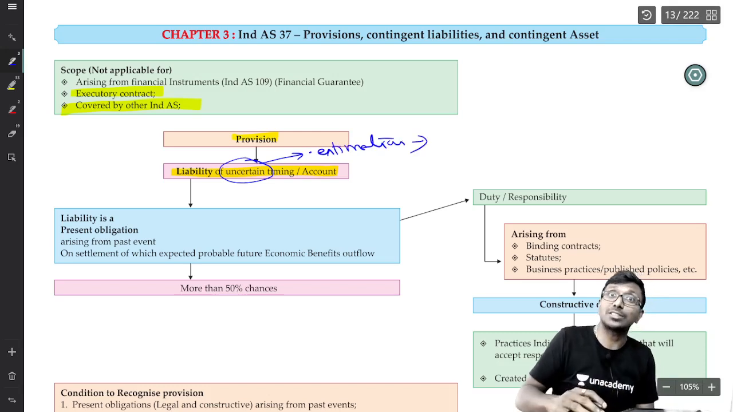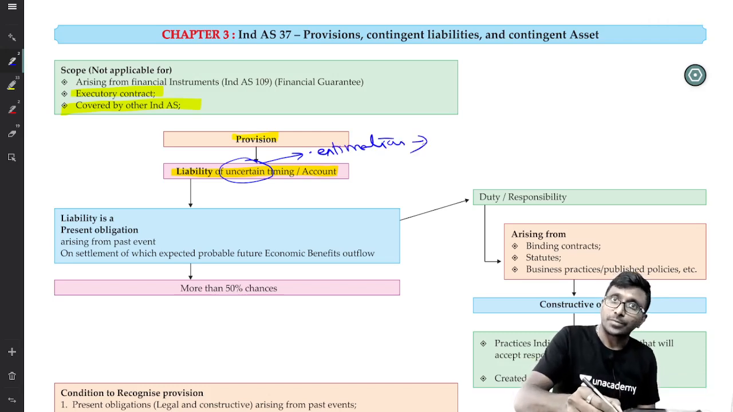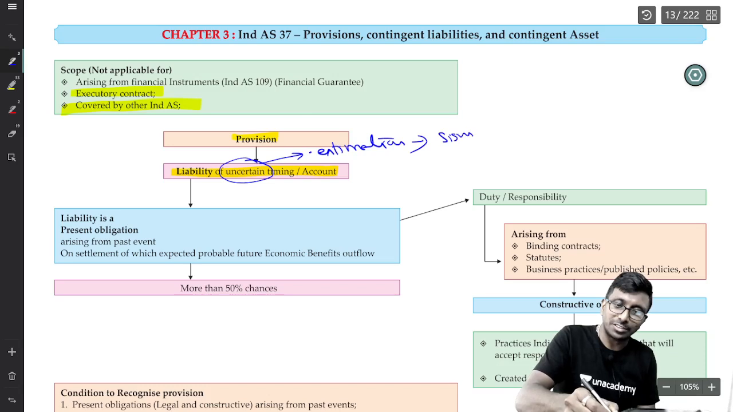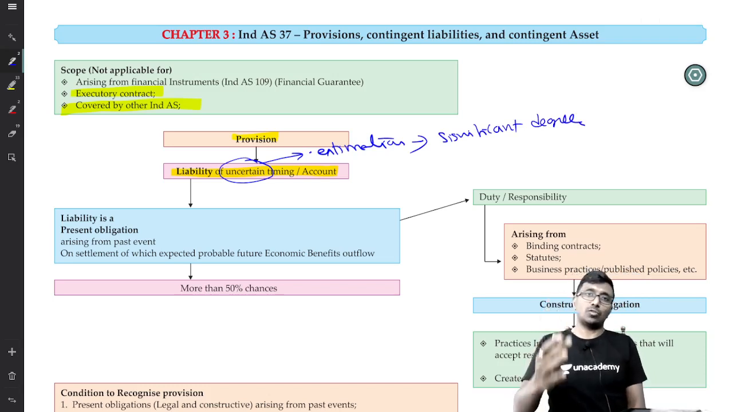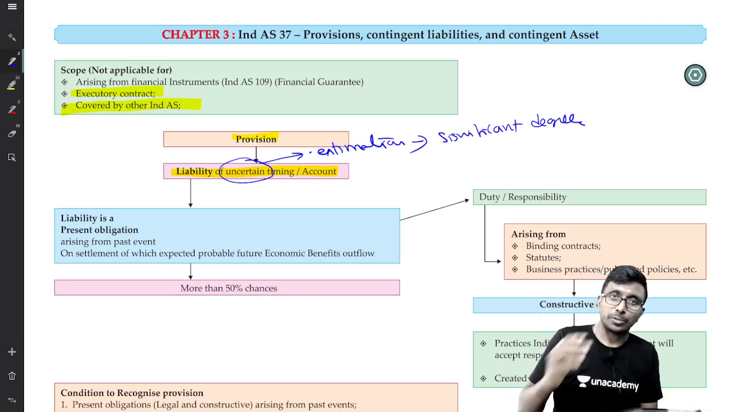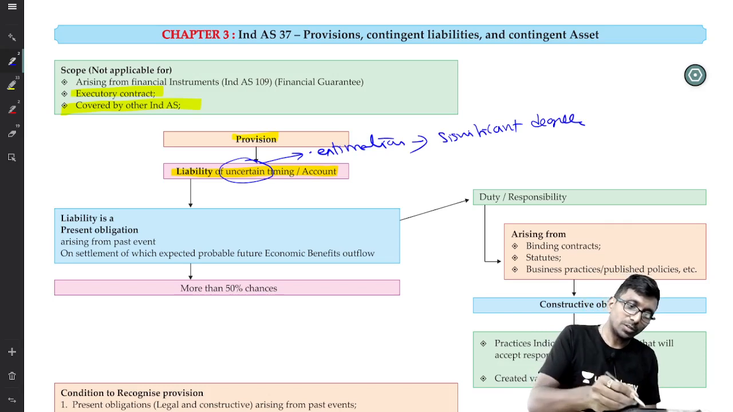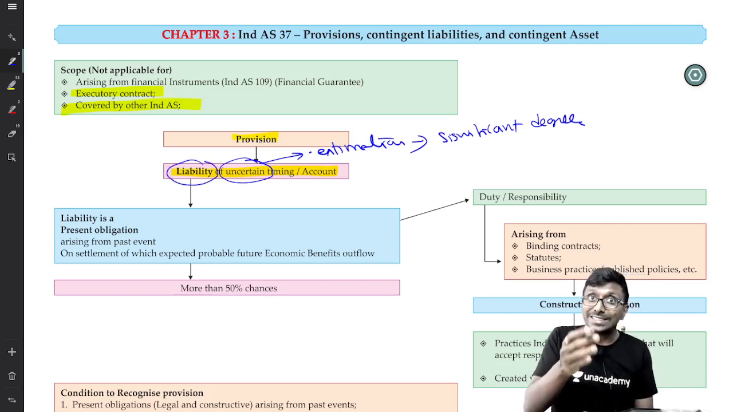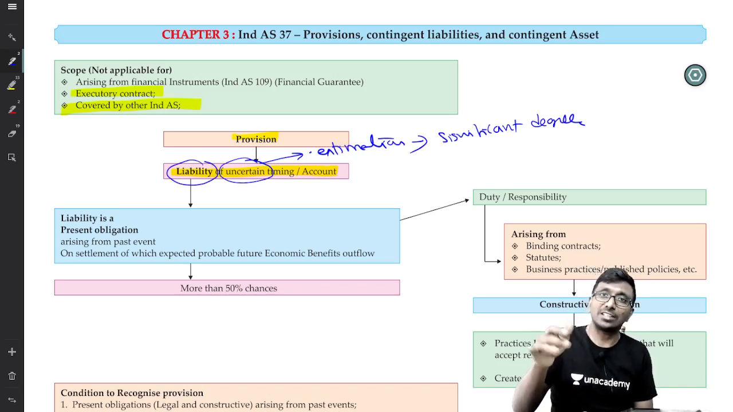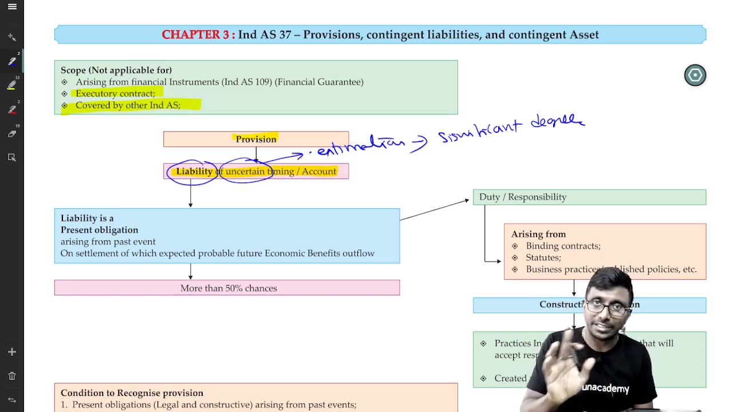When I say estimation is required, that is not a small amount of estimation. We can say a significant degree of estimation is involved with respect to a provision. Then what do you mean by liability? There is a definition. Even though there is a change in the conceptual framework, this definition of liability in Ind AS 37 is not amended.